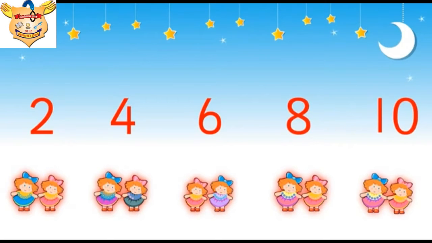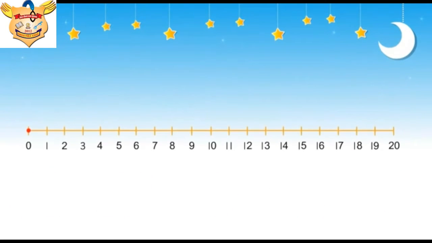Let's do skip counting by 2 on number line. Here we skip one number means we leave one number and jump on the next number. Look at the dragonfly. It skips one number and jumps on the next number. Like it starts from 0. Then it skips 1 and jumps on 2.